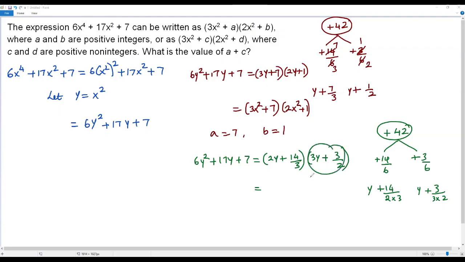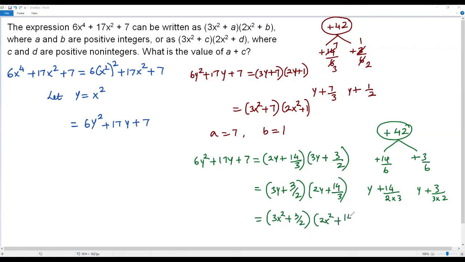Now I write this one as the first factor, because we have 3x squared at first. So then I'm getting 3y positive 3 over 2 times 2y positive 14 over 3. Now let's replace this y by the original x squared over here. Then I'm getting 3x squared positive 3 over 2 times 2x squared positive 14 over 3. Now we got the factor form of the given expression in this form, 3x squared positive c times 2x squared positive d, where c and d are positive non-integers.